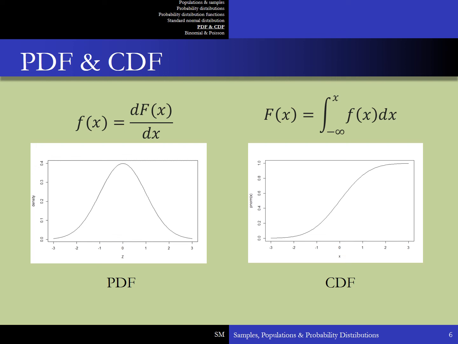The probability density function, small f of x, is the derivative of the cumulative distribution function with respect to x. And the cumulative distribution function, big F of x, basically integrates the probability density function with respect to x between negative infinity and whatever value of x you're interested in.